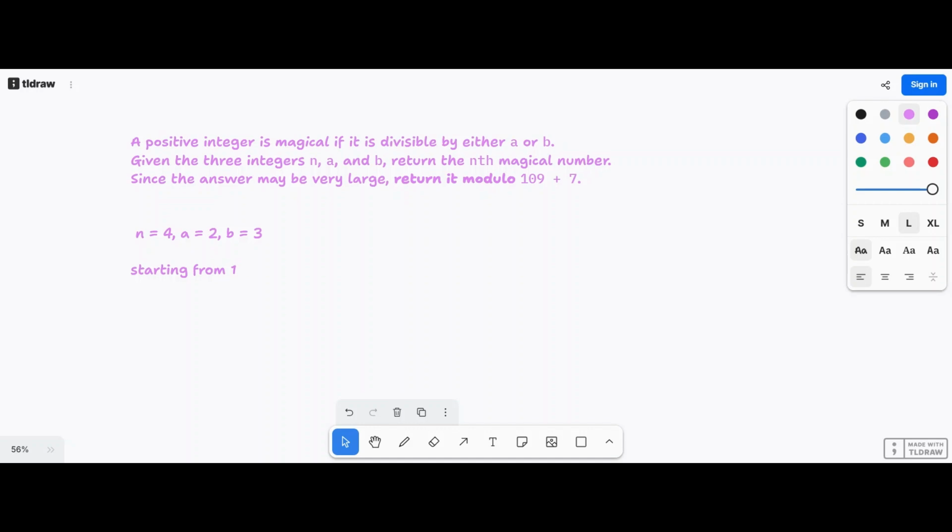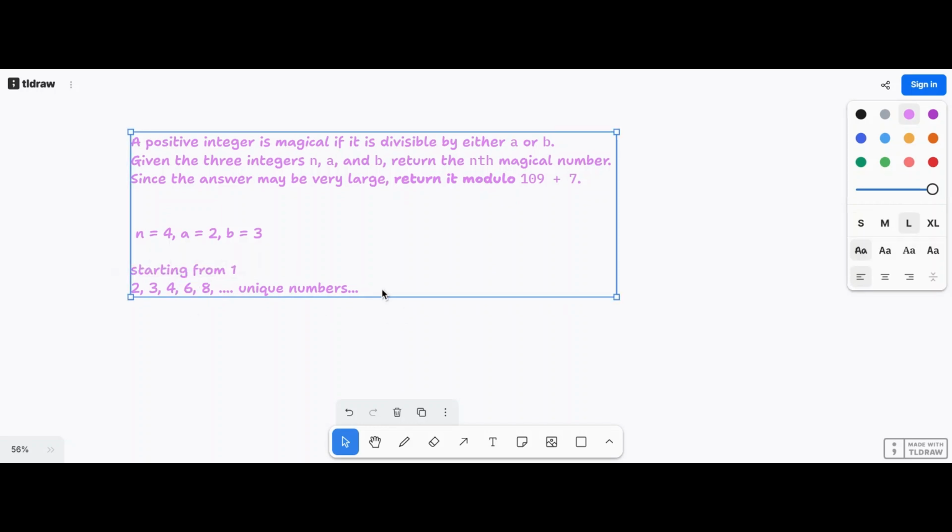Okay, so 1, is 1 divisible by a, or is 1 divisible by 2 or 3? No. Is 2 divisible by 2 or 3? Yes. Is 3? Yes. 4? Yes. 5? No. 6? Yes. 7? No. 8? Yes. So you will see all unique numbers will only come. That's why it's called the nth magical number. But whatever pattern we have learned, kth smallest, same only. If it is not unique, then they say kth smallest or nth smallest. So the fourth magical number is 6. So we have to return 6 for this scenario.